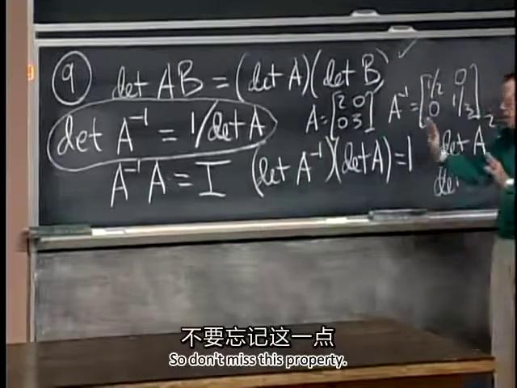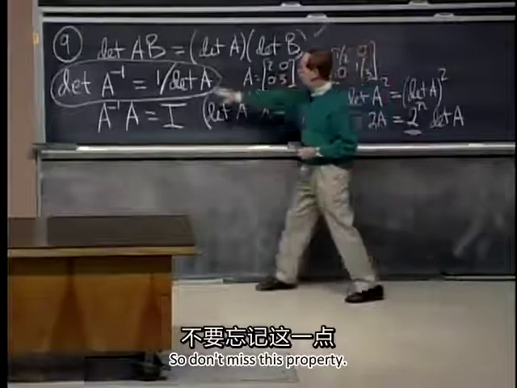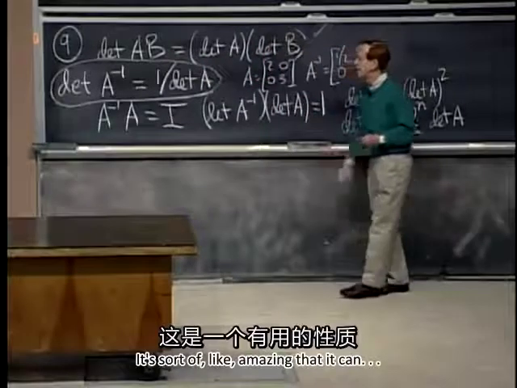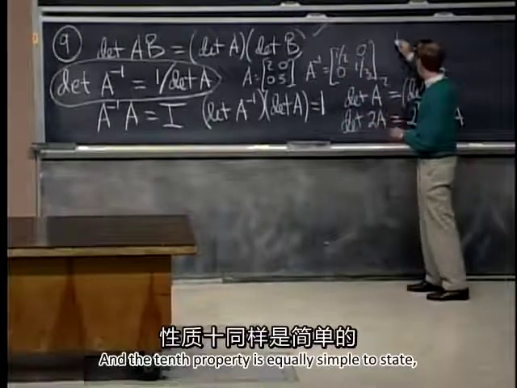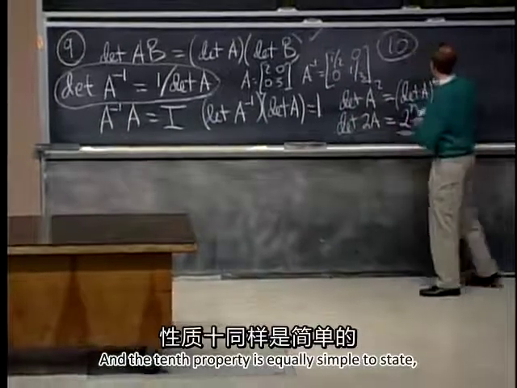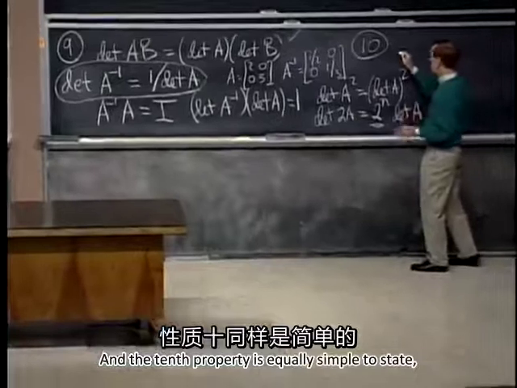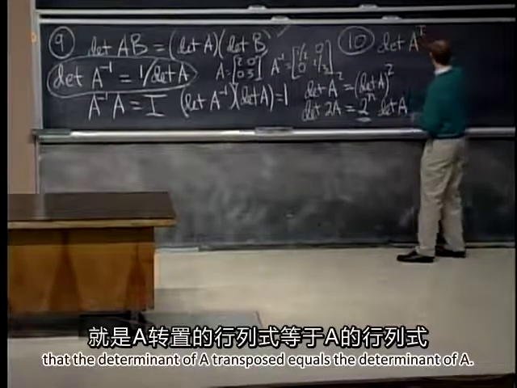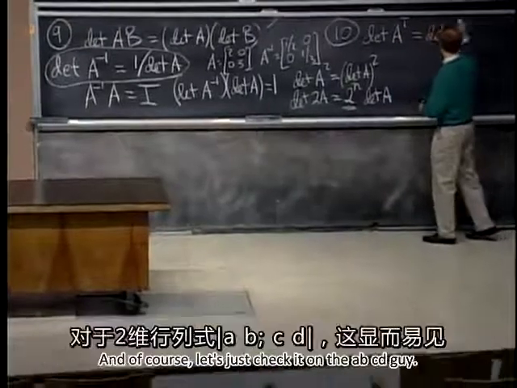OK. So don't miss this property. It's sort of amazing. And the 10th property is equally simple to state, that the determinant of A transpose equals the determinant of A.